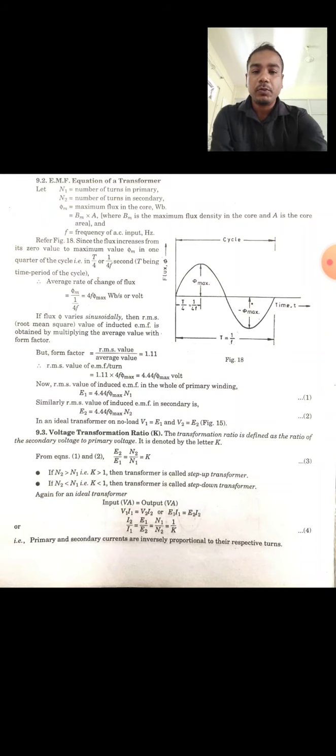Now we will move towards some numerical problems. First, a 40 kVA single phase transformer has 400 turns on the primary and 100 turns on the secondary. The primary is connected to a 2000 volt 50 Hz supply. Determine first the secondary voltage on open circuit, second the current flowing through the two windings on full load, and third the maximum value of flux.